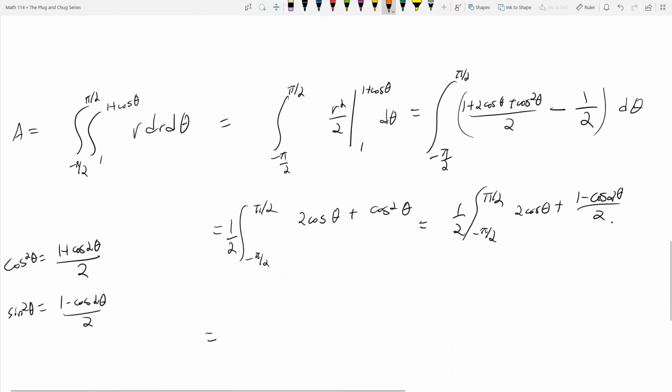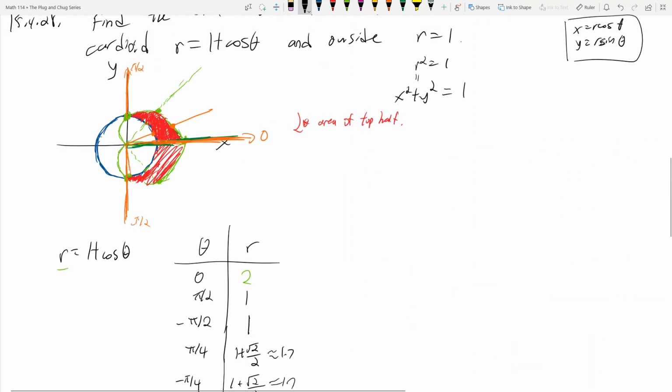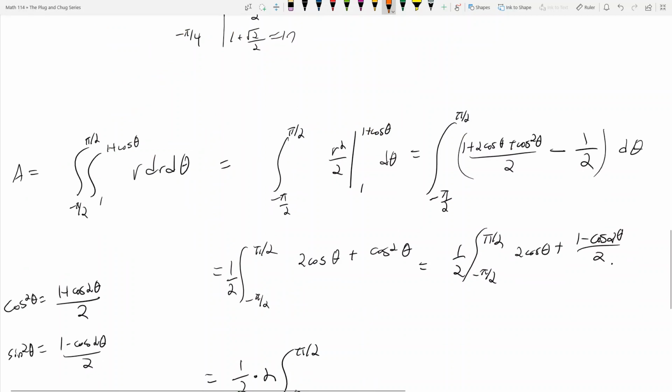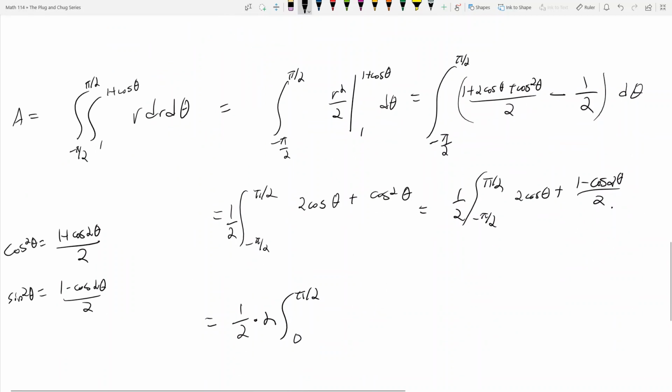So again, in the integral form, this becomes 1/2 times 2 of the integral from 0 to pi over 2. Again, from this picture, if I go from 0 to pi over 2, I take this top half right here, and then I just need to double that. So that's why it's 2 times the integral from 0 to pi over 2. And then, of course, the inside stays unchanged.